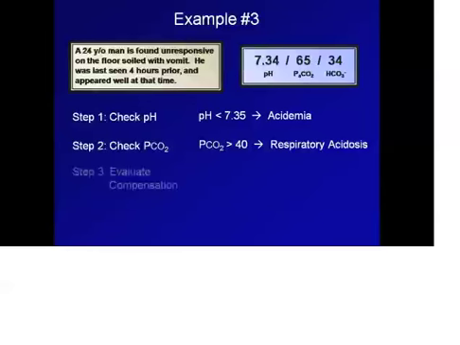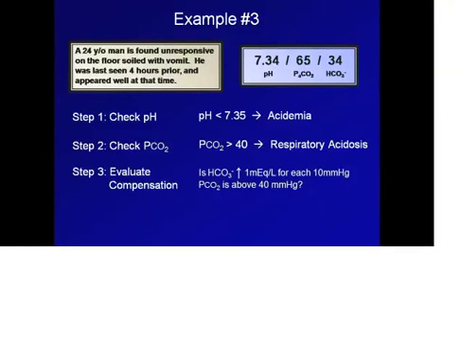Step 3. Evaluate compensation. From the vignette, it seems highly likely that the pathologic process in question is acute in onset. Therefore, we will use our shortcut for an acute respiratory acidosis. Is the bicarb increased by 1 milliequivalent per liter for each 10 millimeters of mercury the PCO2 is above 40? Since the measured 65 is 25 above the normal 40, and 25 is 2.5 times 10, we would expect the bicarb to be 2.5 milliequivalents per liter above normal. You should generally use 24 as a normal bicarb for acid-base problems. Therefore, the expected bicarb from this respiratory acidosis would be approximately 26.5.